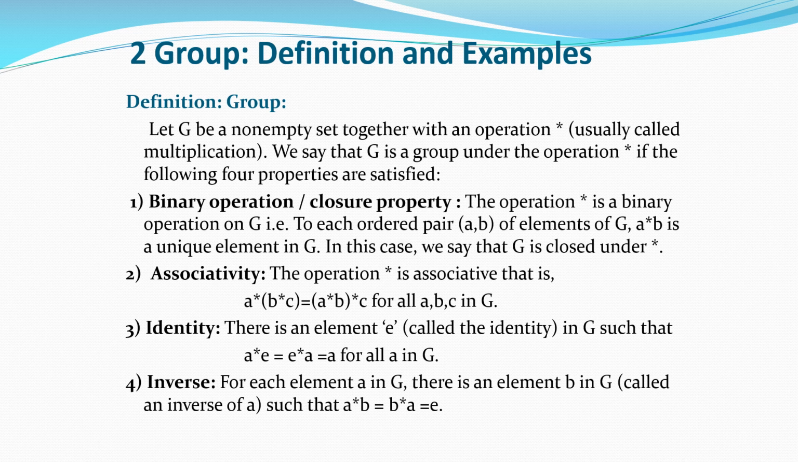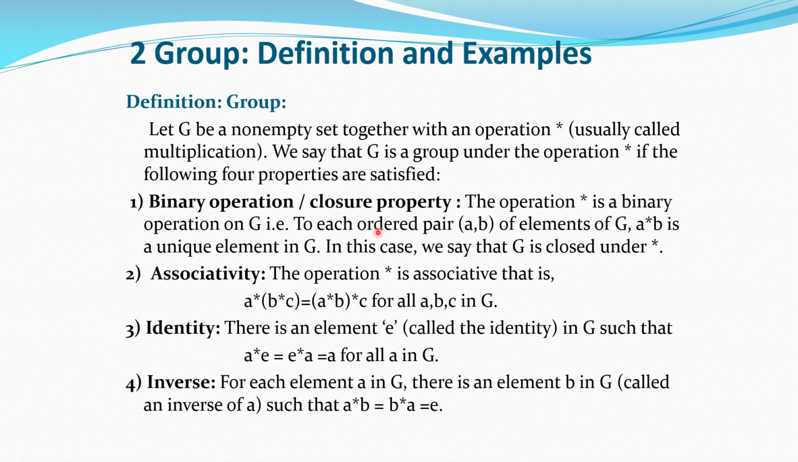Now, after defining commutative, associative, identity element and inverse of every element, it is possible to define a group. Let G be a non-empty set together with an operation star, usually called multiplication. We say that G is a group under the operation star if the following four properties are satisfied. Now, the first property is binary operation or closure property.